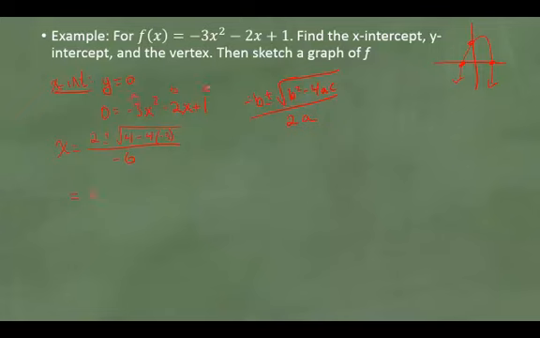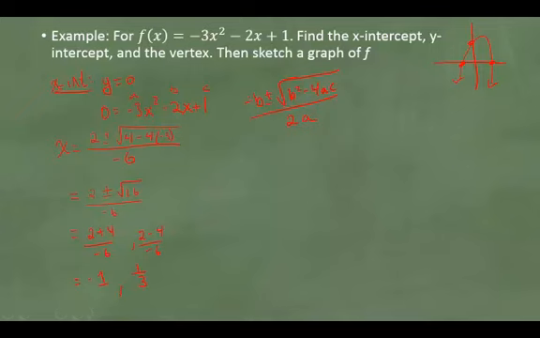Okay, and then we're going to simplify. 2 plus or minus the square root of 4 minus 4 times -3. That's -4 times -3, which is positive 12. So this says 4 plus 12, or the square root of 16, but over -6. The square root of 16 is 4, so this says 2 plus 4 over -6, and 2 minus 4 over -6. 2 plus 4 is 6, over -6 is -1. 2 minus 4 is -2, over -6 is positive 1/3. So those are your x-intercepts.